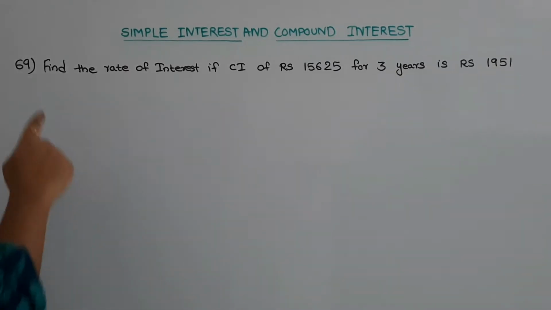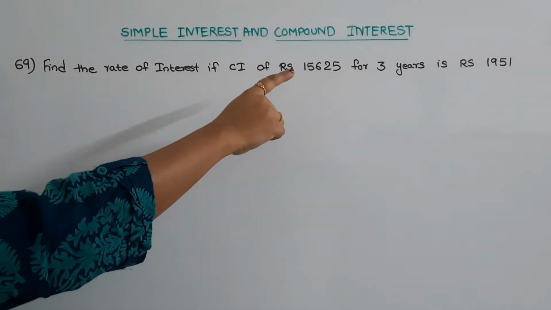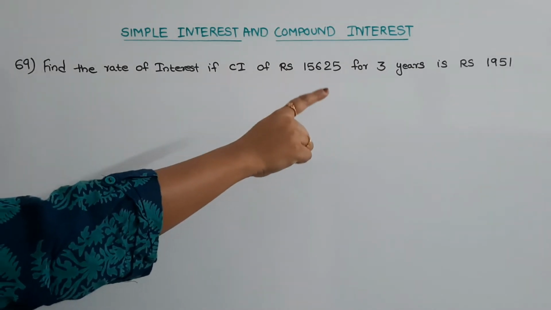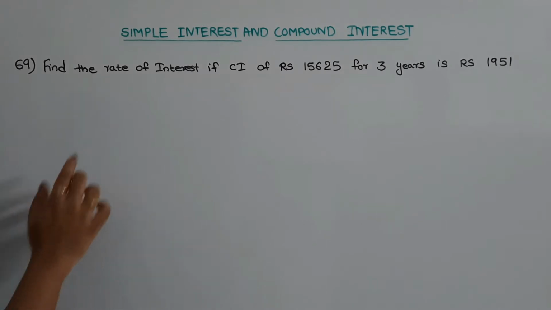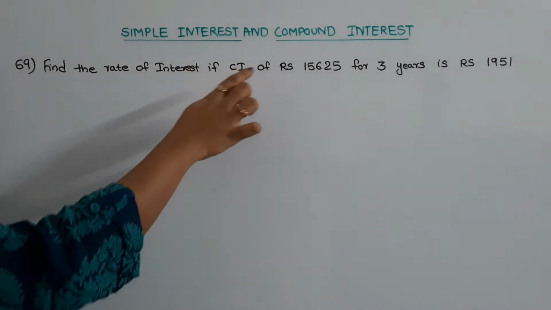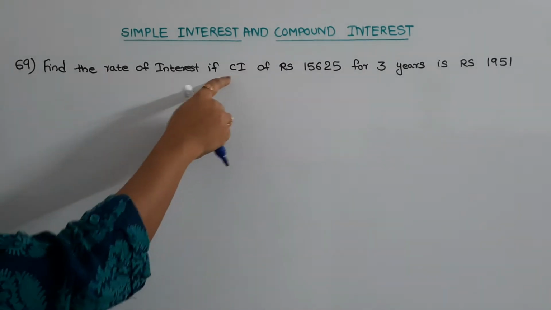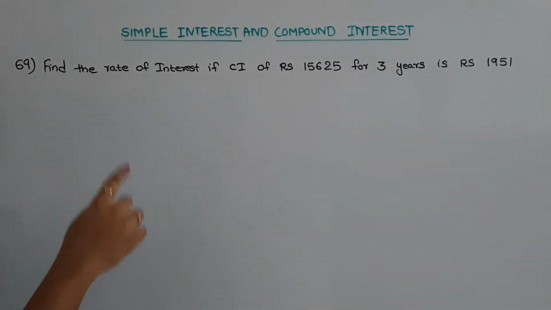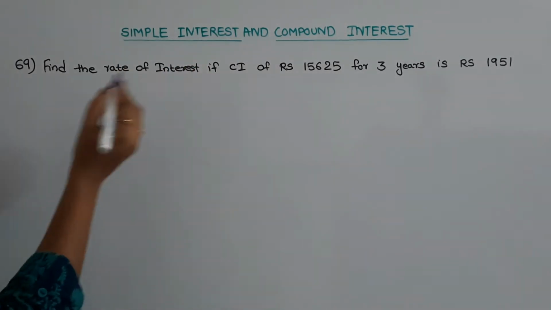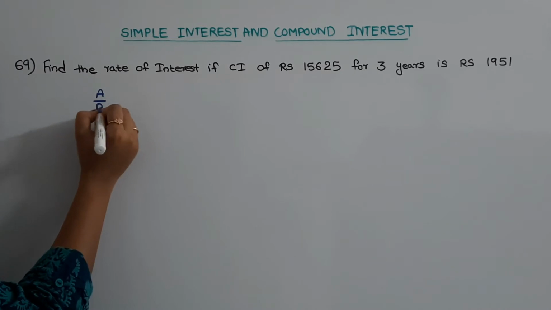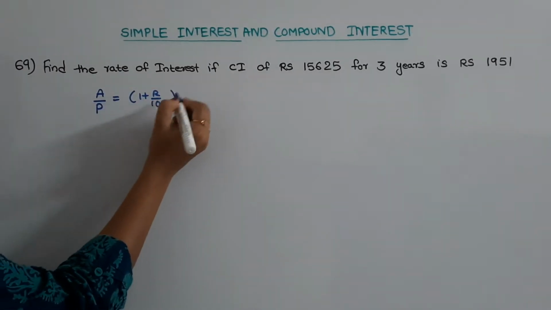The 69th question is, find the rate of interest if the compound interest on rupees 15,625 for 3 years is rupees 1,951. So in this question, we need to find out the rate of interest where the principal and the compound interest are given. In compound interest, we know that amount is equal to P into (1 plus R by 100) whole raised to N. So from that we can write amount by principal is equal to (1 plus R by 100) whole raised to N.